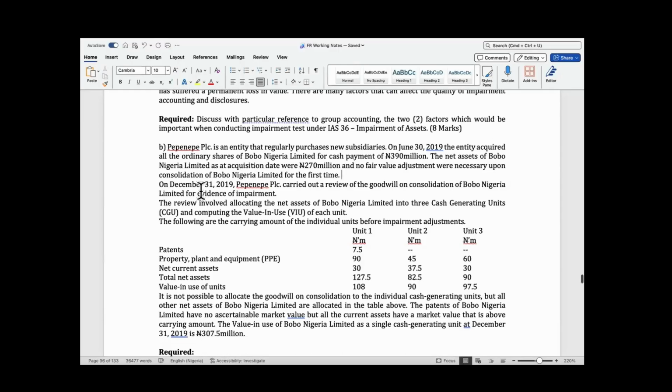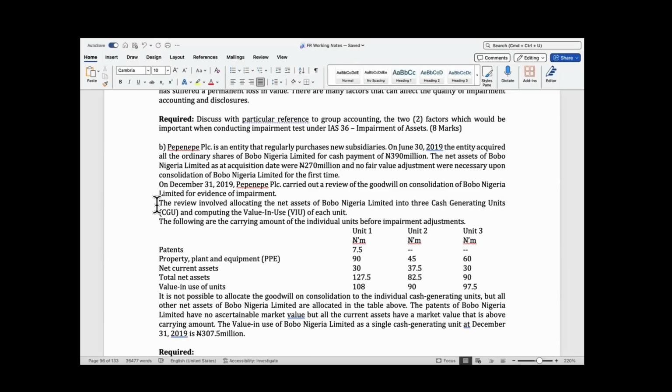Okay, that's fine. Then it says on December 31st, 2019, Pepe carried out a review of goodwill on consolidation of Bobo Limited for evidence of impairment. So after preparing his consolidated account and he has recognized goodwill in the consolidated account, he then went ahead to carry out a review of the goodwill for impairment loss. Now, what was his findings?